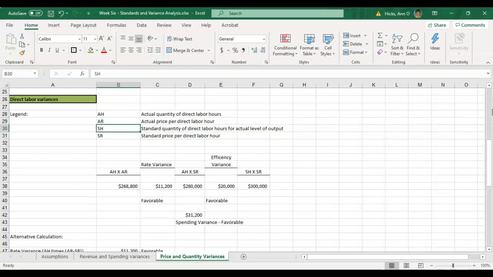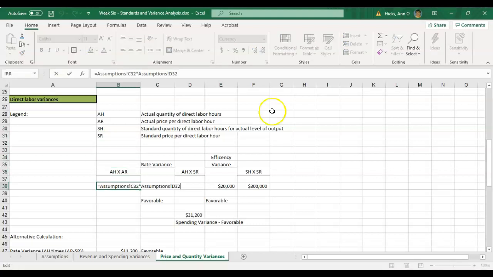SH, again, the standard quantity of hours for the actual level of output. So you'll remember the standard quantity in this example was 1.5 hours per unit. To get at SH, you would multiply that 1.5 times the 20,000 actual units sold. And then the standard rate is the standard rate per direct labor hour, in this case, our $10. So we're going to go through a similar scenario.